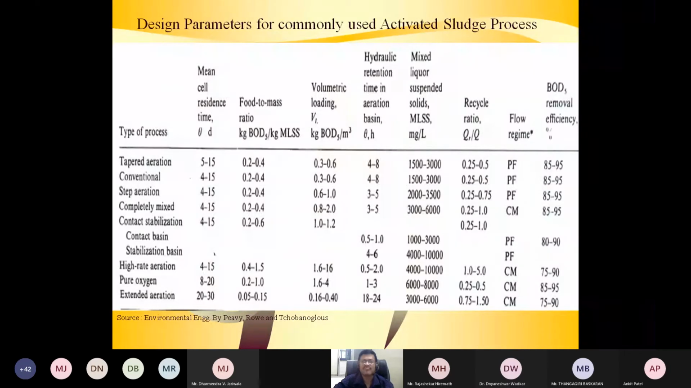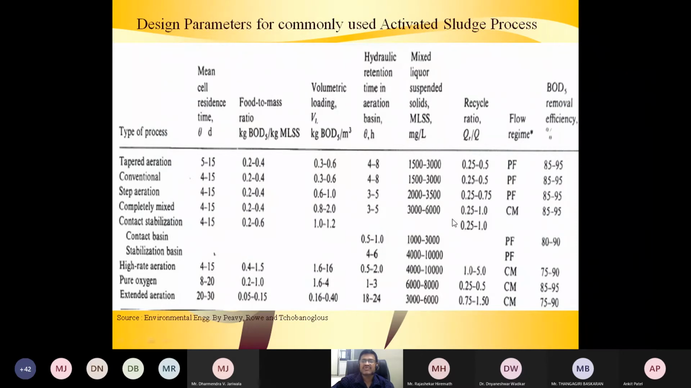Like if we have a very small colony or a multi-storied building, there we go for extended aeration. Why? Because of the sludge which is coming back, here the QR by Q ratio is around 0.75 to 1.5, meaning the whole sludge we are recycling, then the sludge problem will not be there.